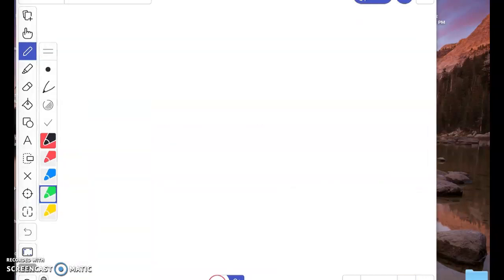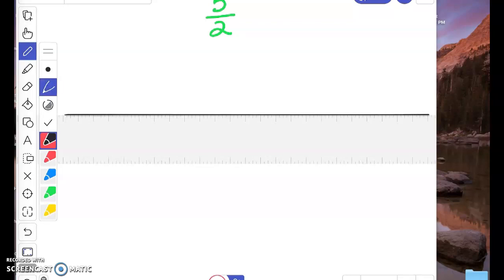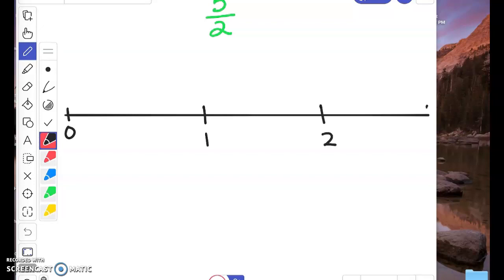So let's find the fraction 5/2. So I'm going to draw my number line. I'm going to label this 0, 1, 2. I'm going to go up to 3. So first thing is I've got to partition each part of the number line into halves. So one line makes halves. And now I'm going to count.